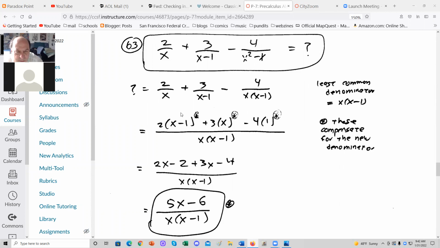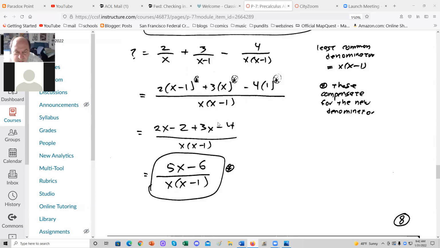For this, we have to multiply by an x minus 1 to compensate for the new denominator. I call it a compensator. Here you have an x minus 1, and the common denominator has x times x minus 1, so we compensate by multiplying by an x. Then this is the same as this, so we compensate by multiplying by 1. So 2 times x minus 1 plus 3 times x minus 4 times 1, all over x times x minus 1. Okay, the rest is now routine. Multiply, distribute this 2, here's a 3x, here's minus 4.